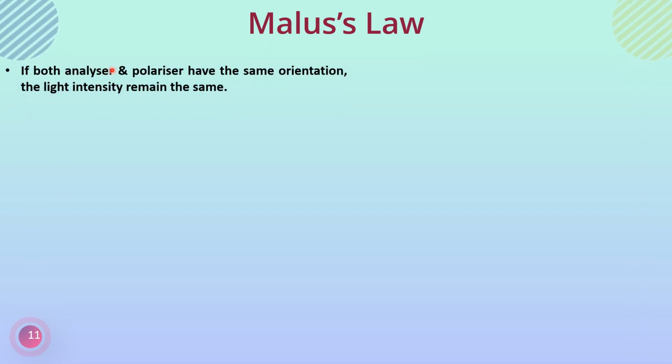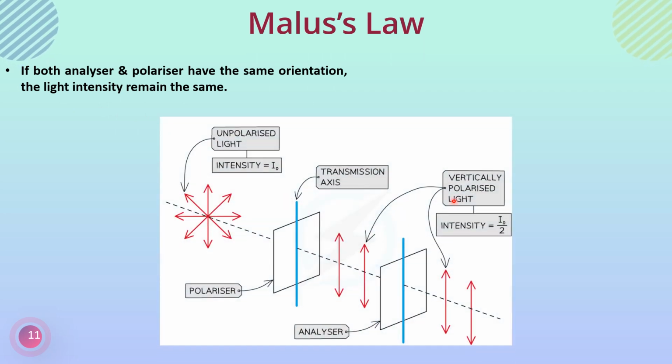If both the analyzer and the polarizer have the same orientation, let's say both are vertical, the light intensity remains the same. So let's look at this figure. We almost have the same figure, right? We just talked about this. This is vertical. This is the polarizer.